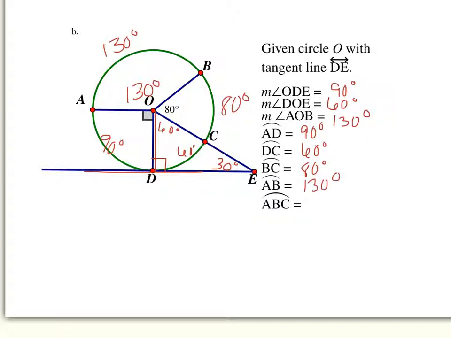And the major arc ABC would be a combination of them. We'd have to add them up. We'd have to add arc AB to arc BC, which would be 130 plus 80, or 210 degrees. All right, we're going to move on to the next example.